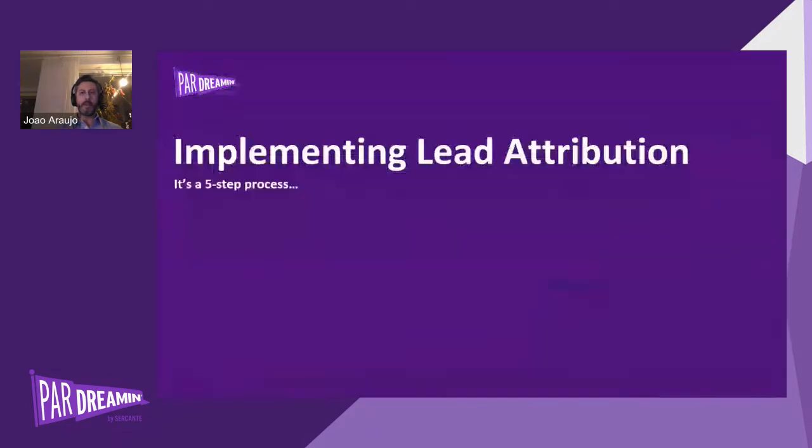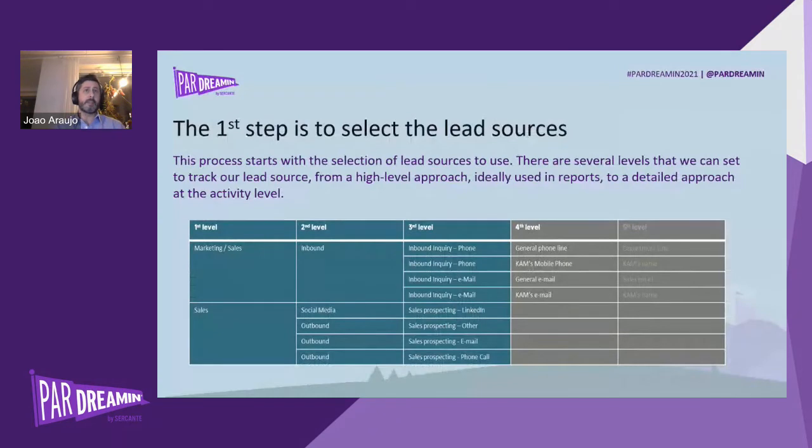Now, how do we actually implement this lead attribution? I usually say it's a 5-step process. And the first one actually starts with defining the lead sources. There's no magical formula here. The most important part for you to know is how and what do you need to report. Because based on that, you will define the different levels that you would set your lead sources.